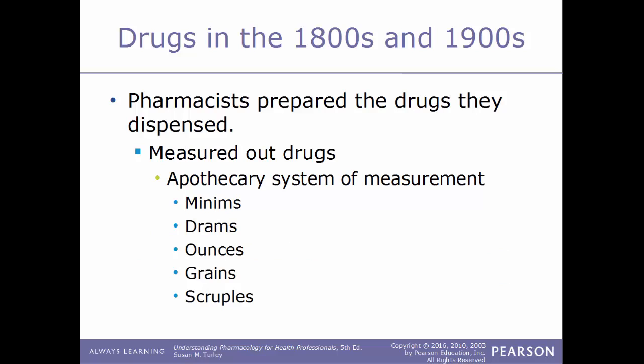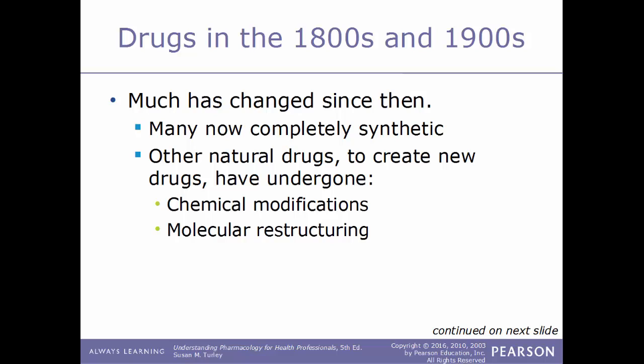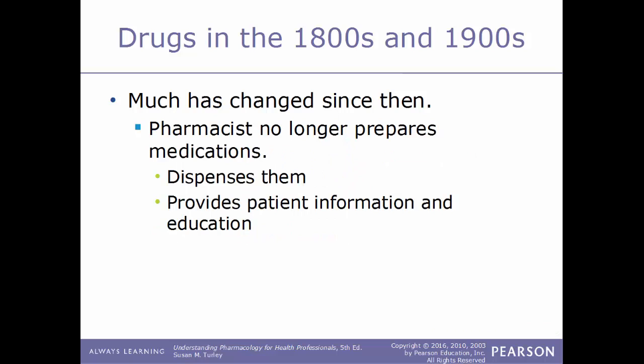Now, other drugs had to be measured out in very specific increments, and the apothecary system of measurements would include units such as minims or drams, ounces, grains, and scruples. Now, of course, much has changed since this time. Now, many drugs are completely synthetic, and other natural drugs are used to create new drugs. They're done so by undergoing chemical and molecular modifications. Now, a pharmacist doesn't prepare medications, but rather they dispense medication. And they also help provide education and patient information.